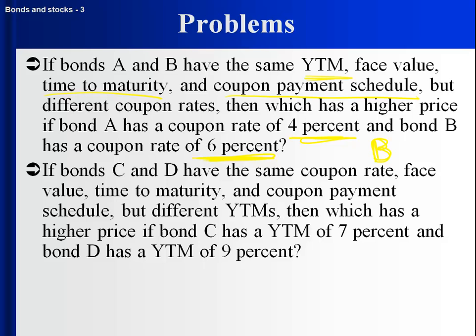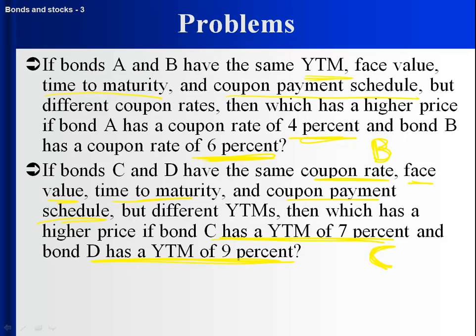How about C and D? These guys are paying the same expected cash flows because they have the same coupon rate, same face value, same time to maturity, and the same coupon payment schedule. So for a certain amount of time, they're going to pay the same coupon, and then they're going to mature, and then they're going to pay the same face value. But C has a yield of 7%. D has a yield of 9%. So we know that C is safer. If we're going to have promised cash flows, we'd prefer them from the safer source, and so C.